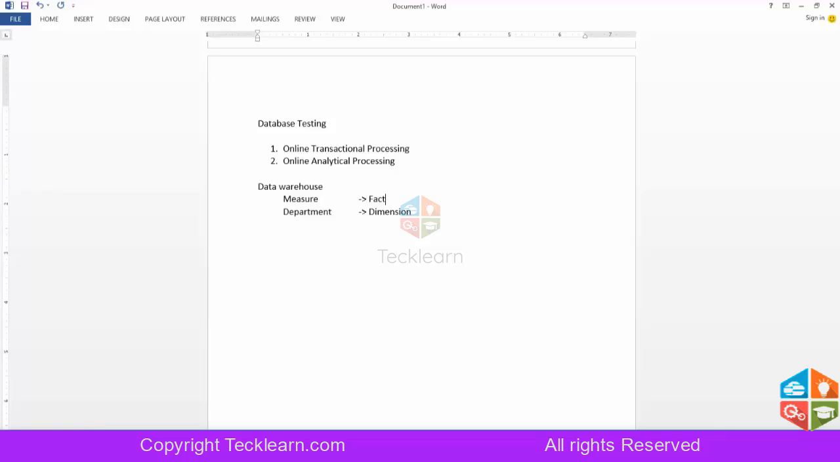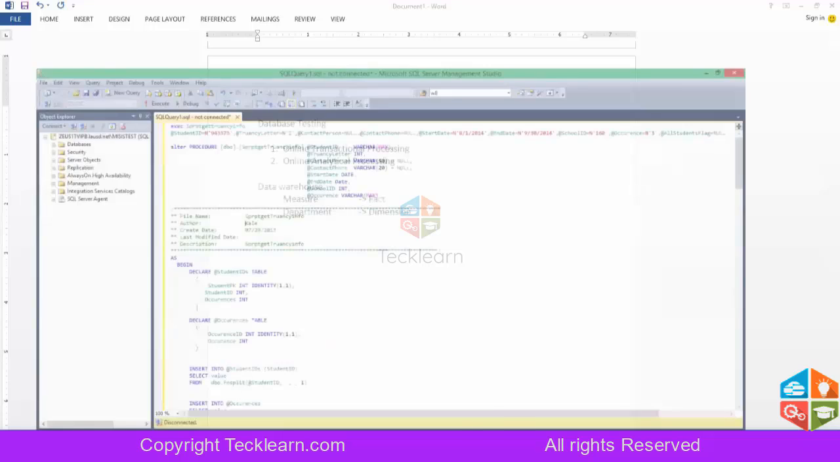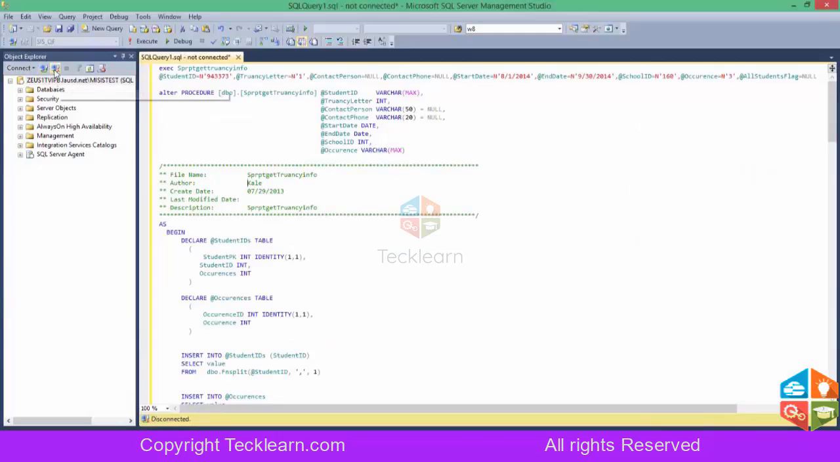These dimensions will not record any facts, any sales or volume information. They will have only departmental information. Now, to give more understanding of this, I will connect to one of the databases which I have, one of the data warehouse databases.